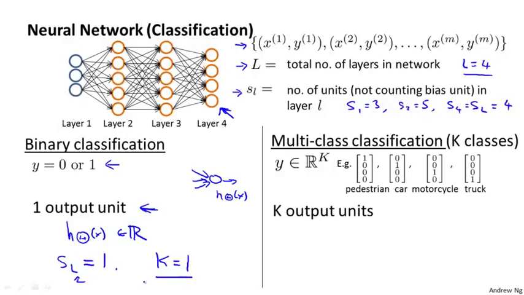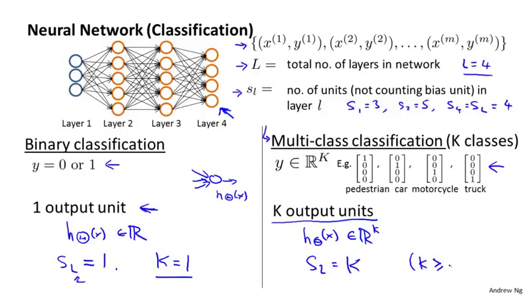The second type of classification problem we'll consider is the multi-class classification problem, where we may have K distinct classes. So our early example had this representation for y if we had 4 classes, and in this case we would have capital K output units, and our hypothesis will output vectors that are K-dimensional, and the number of output units will be equal to K. Usually we would have K greater than or equal to 3 in this case, because if we had 2 classes, we don't need to use the one-versus-all method. We need to use the one-versus-all method only if we have K greater than or equal to 3 classes. So if we had only 2 classes, we would need to use only one output unit.